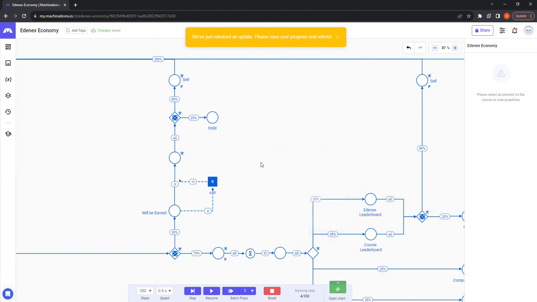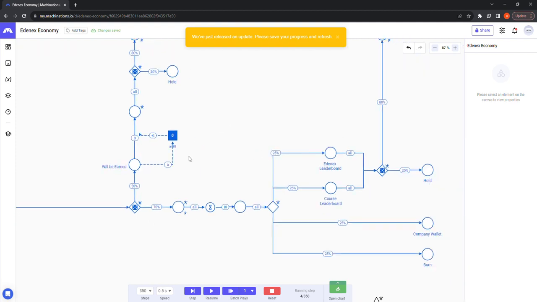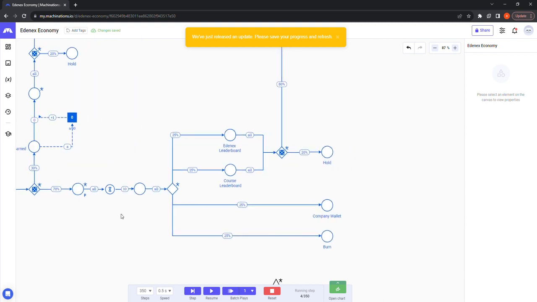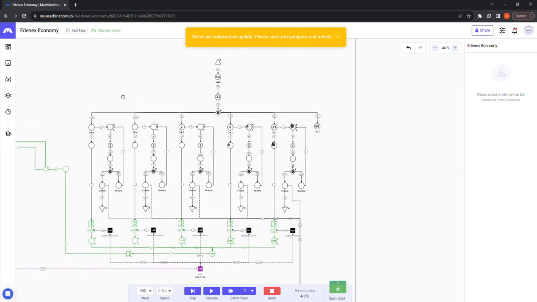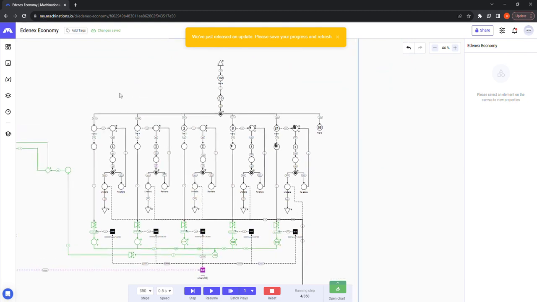And if they do not complete, then the tokens will be distributed among the Burn Wallet, Company Wallet, the course leaderboard, and the Edenex leaderboard, as fully written per the economy document on Notion. So this is one aspect of everything. And then the second aspect of the economy design in Machinations for your protocol is your centralized exchange staking tiers.